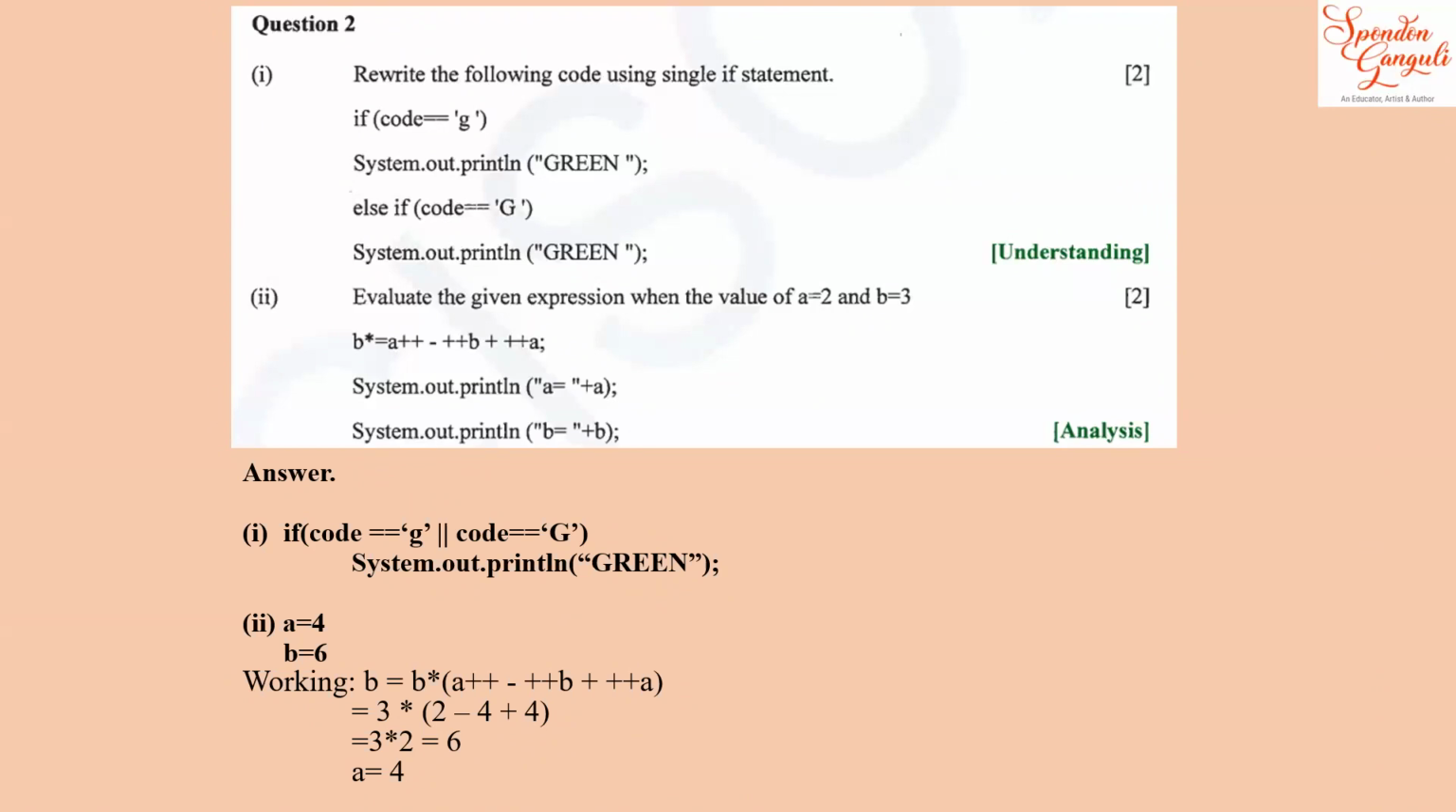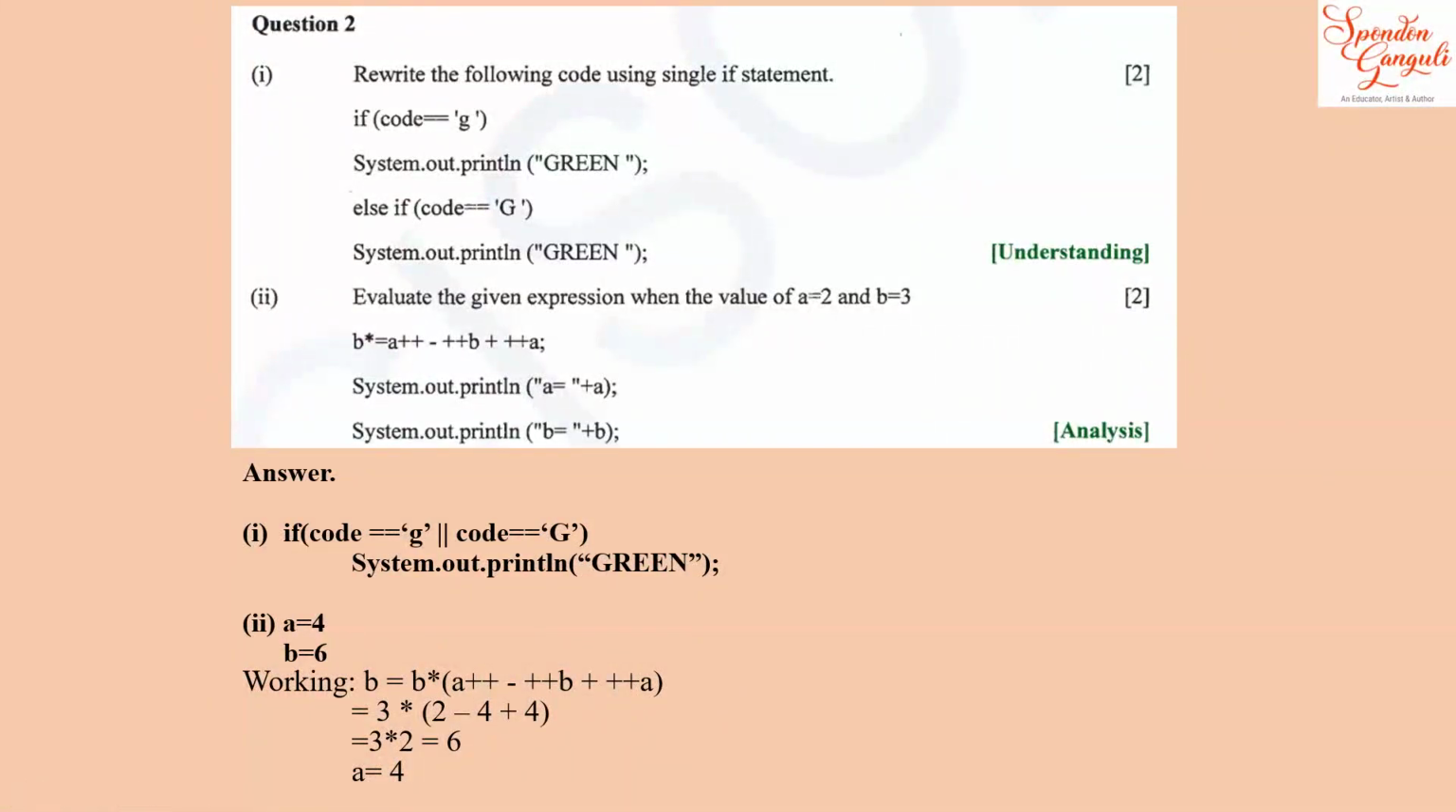Now the second one, here the answer is A equals 4, B equals 6. How is it happening? You can see the working. B multiply equals whole means B equals B into the rest. So I put the entire right-hand side operation inside the bracket. That means it will be evaluated first, then it will be multiplied with the value of B. So you can see here 3 into 2 minus 4 plus 4.